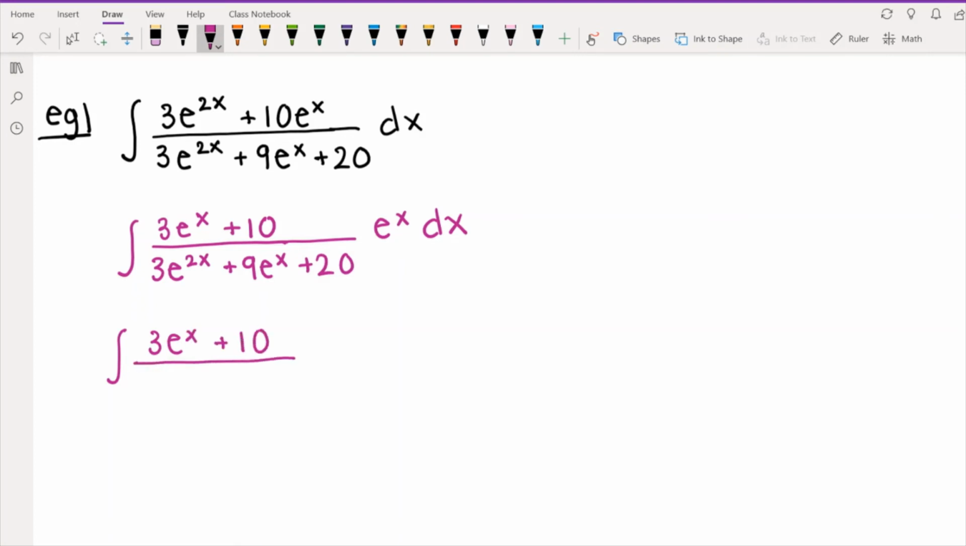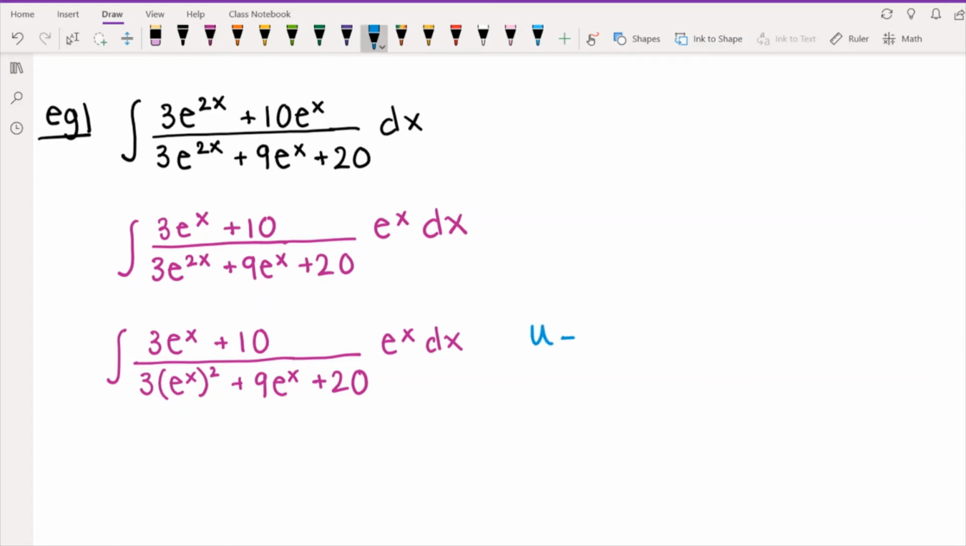So I'm going to rewrite the denominator as 3 times (e to the x) squared plus 9e to the x plus 20. The reason I'm rewriting it that way is to really show how it's not a polynomial in x, but it's a polynomial in e to the x, right? Because we're taking e to the x and squaring it, and then adding 9e to the x and adding 20.